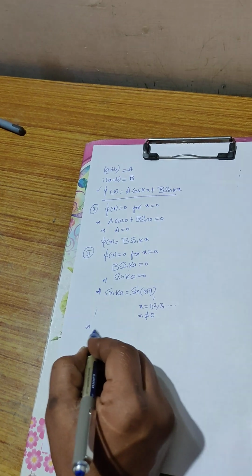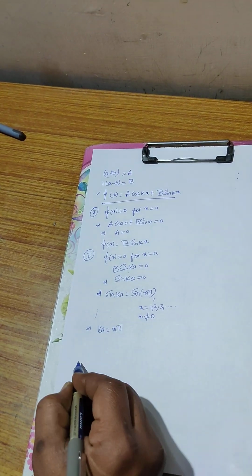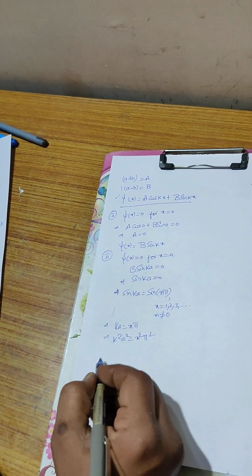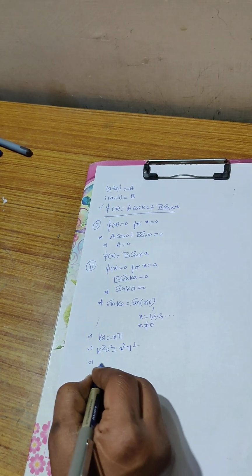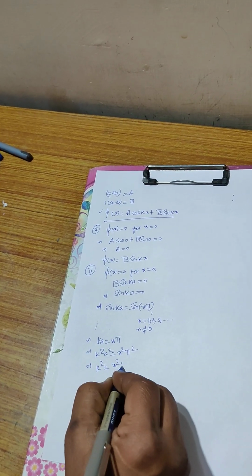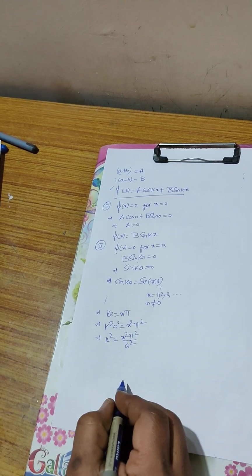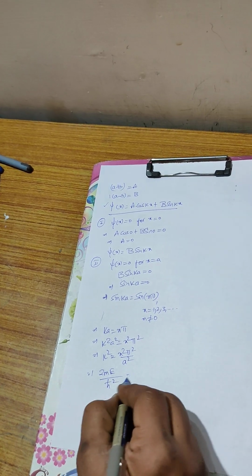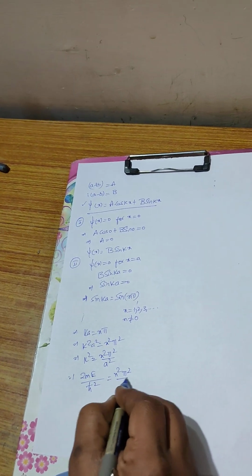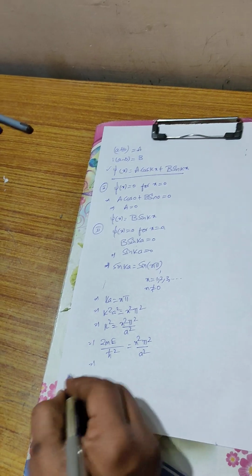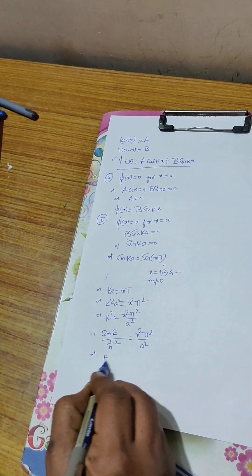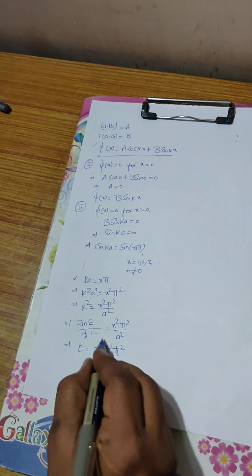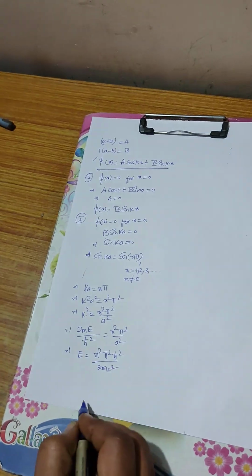From this expression we can write ka equal to n pi. This implies that k square a square is equal to n square pi square. This implies that k square is equal to n square pi square by a square. But what is k actually? It is 2mE by h cross square, which is equal to n square pi square by a square. Now upon cross multiplication we get E is equal to n square pi square h cross square by 2ma square.